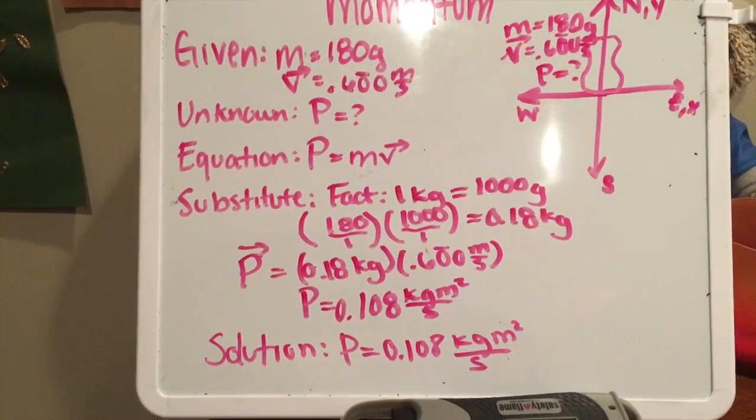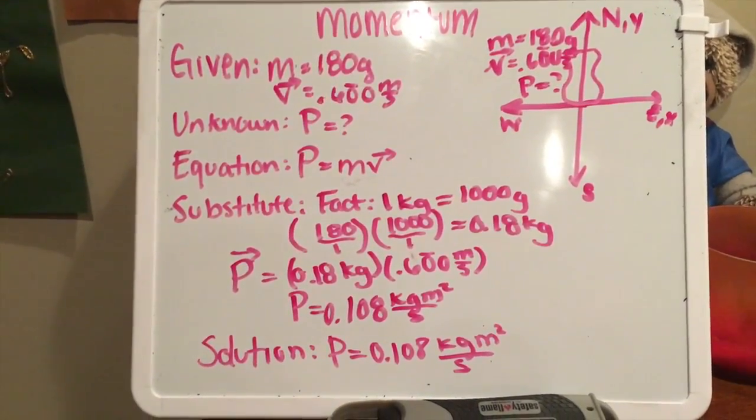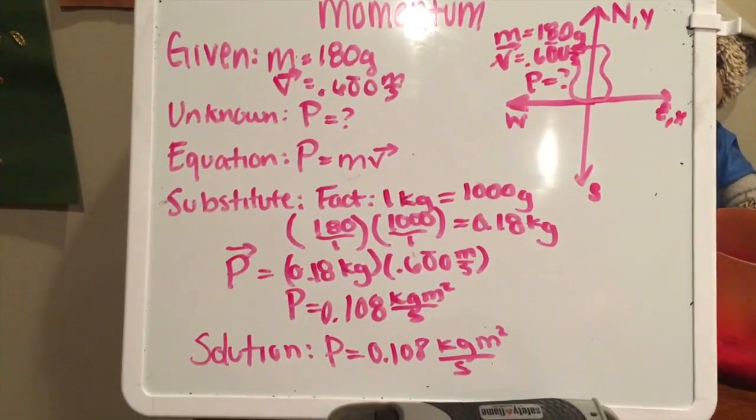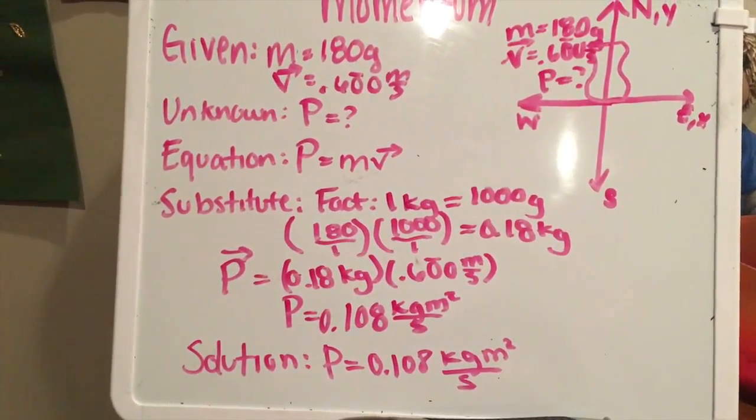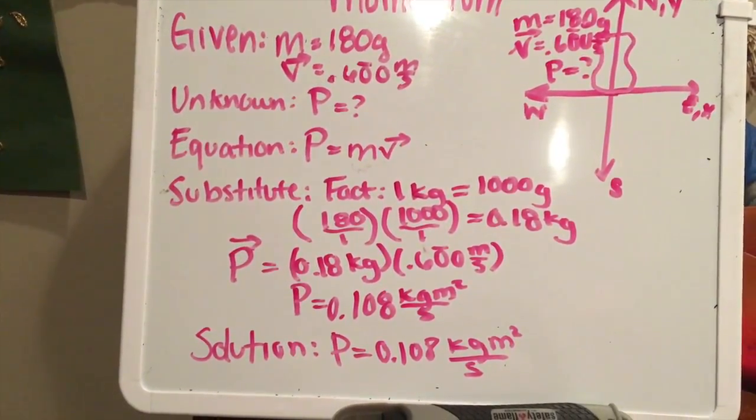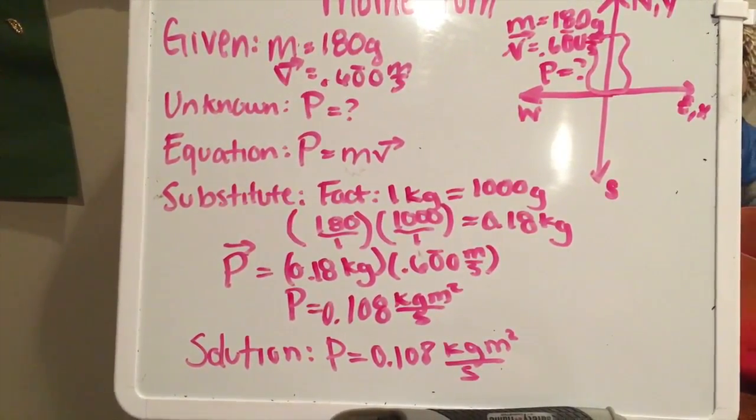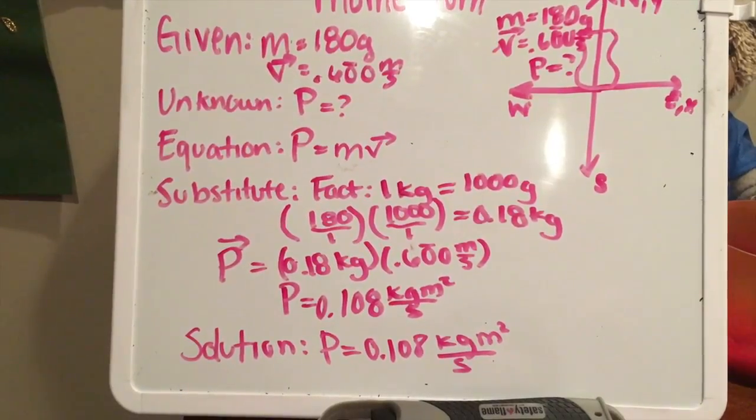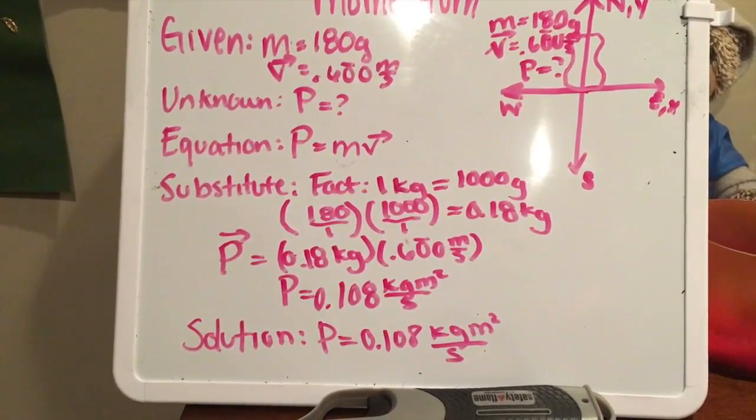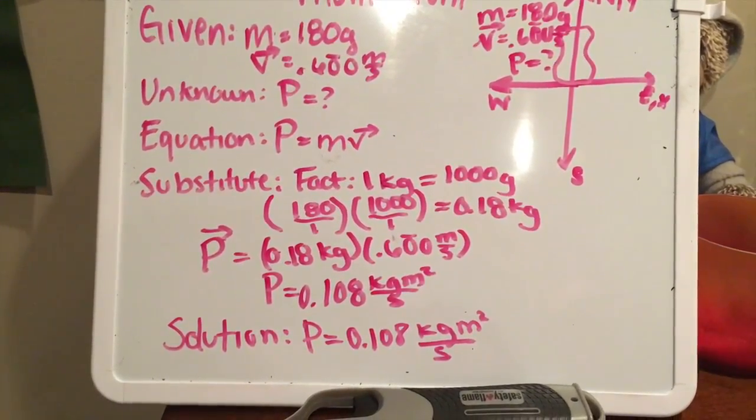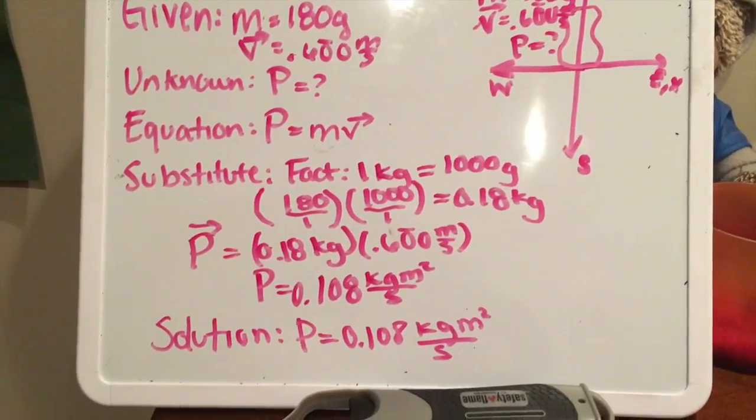Next, we're going to move on to our substitution, which is we're going to change the grams into kilograms. By dividing 180 by 1,000, we get 0.18 kilograms. We plug that into our momentum equation and we get 0.108 kilograms meters divided by seconds. Our solution is momentum equals 0.108 kilograms meters divided by seconds.